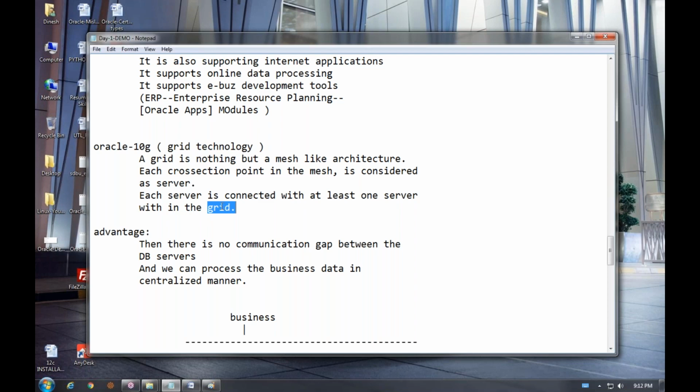What is the responsibility of the grid? Grid will manage the communication between the database servers, and also grid will manage the data load. It will balance the load on each database server. So that is the benefit of grid.